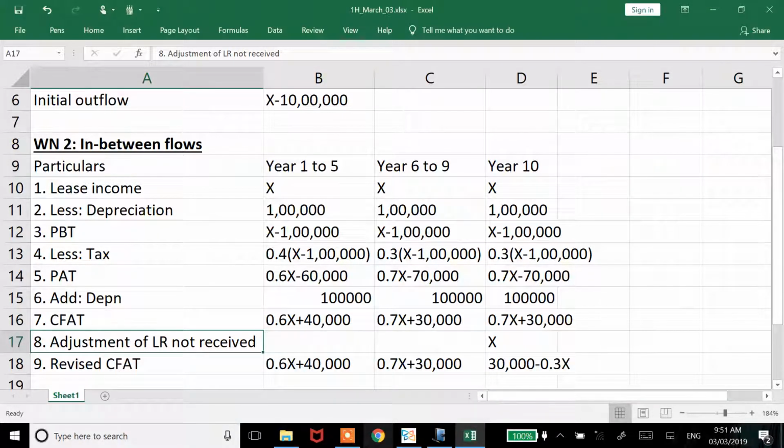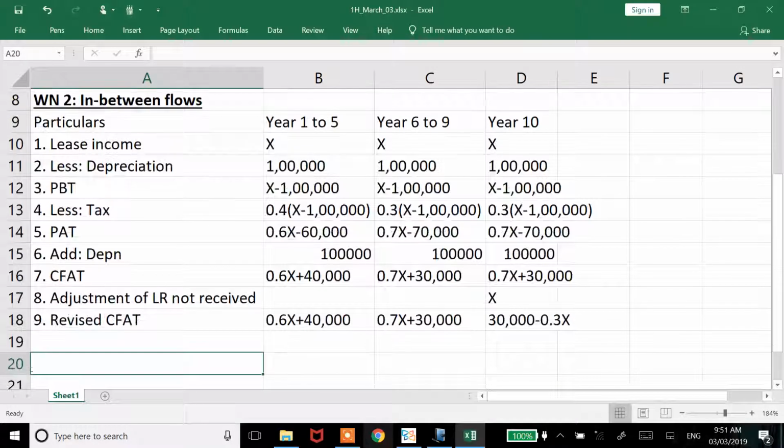For years 1 to 5 also, you don't receive a lease rental for that year and you receive a lease rental in advance for a year. So X and X will get cancelled. For the 10th year alone that possibility does not exist. Write this. Revised CF80.